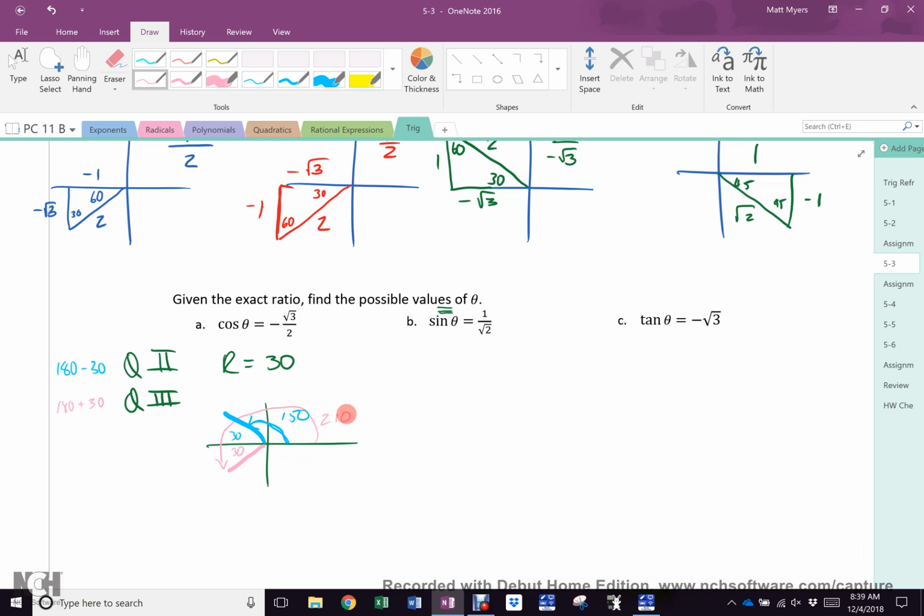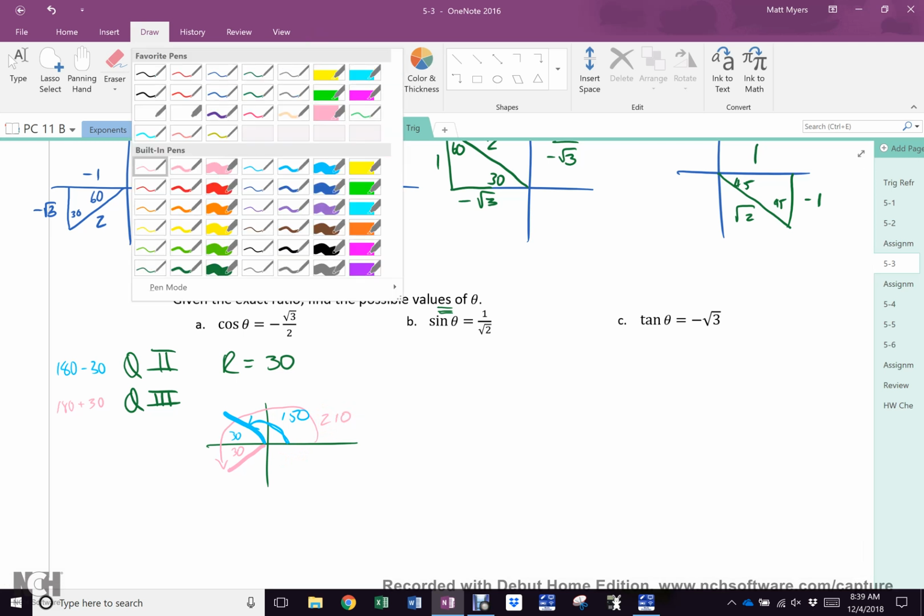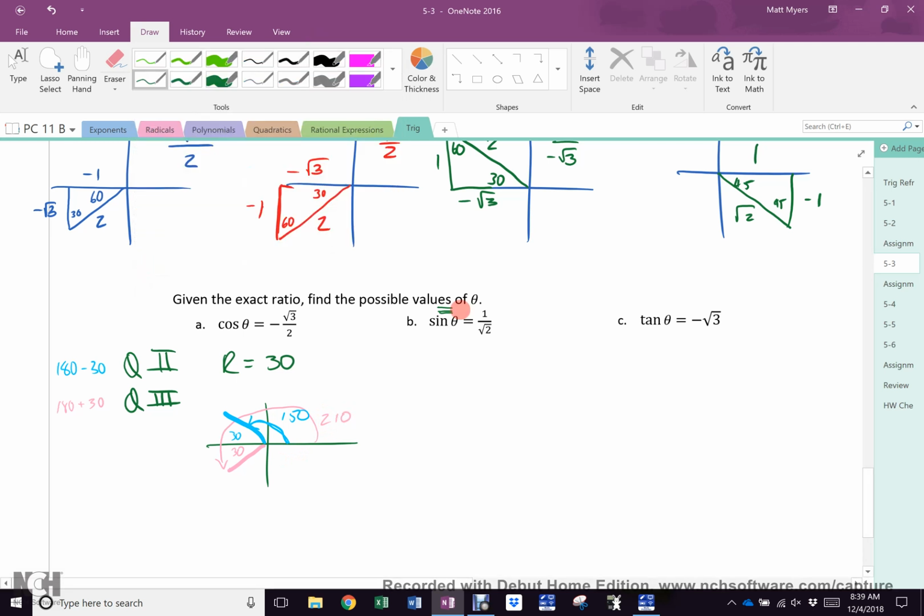Do the same thing with B. Where are my quadrants? Where is this allowed to happen? A positive sign. Only in quadrant 1 and quadrant 2. What is the reference angle? Automatically, 45. Reference angle has to be 45. So the one in quadrant 1 is easy, right? Why? Because it's 45. Reference angle equals quadrant 1.